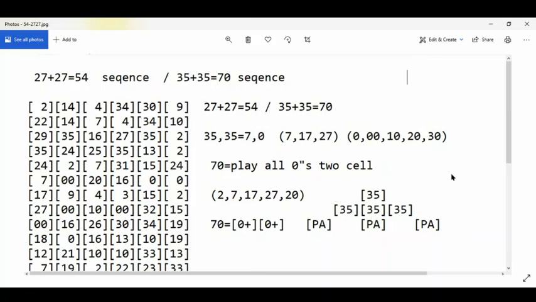So I hope you enjoyed this sequence. This is the 27 equals 54. The 35 plus 35 equals 70, and remember it's 70 twice, like I did here, right? 70, 70. All right, so thank you very much for listening, and we're going to continue on the next sequence.